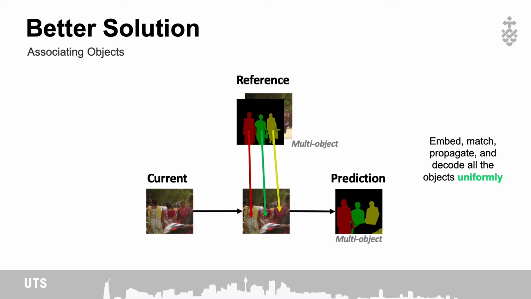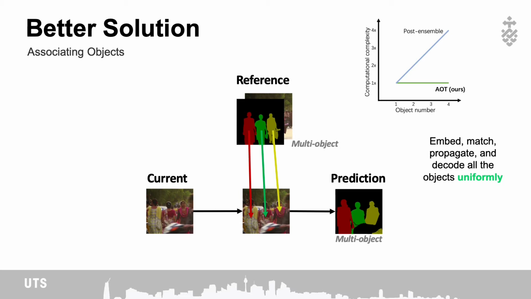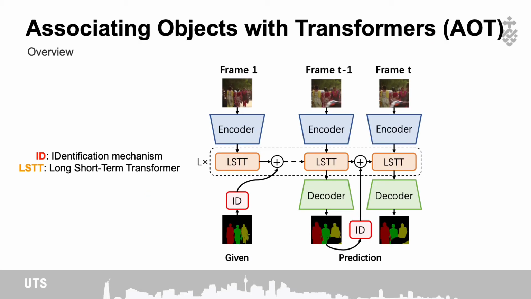To avoid using the post-ensemble manner, and thus learn contextual information more effectively and inform multiple targets more efficiently, a better solution should be able to associate all the objects at once. Thus, we carefully design a novel framework, AOT, to embed, match, propagate, and decode all the objects uniformly for VOS. Next, I will introduce our latest VOS framework, AOT, associating objects with transformers.